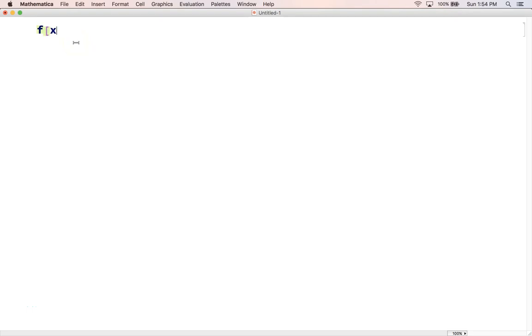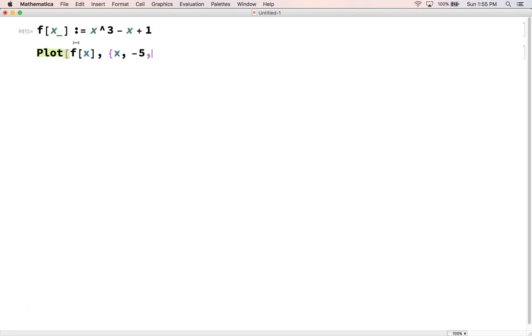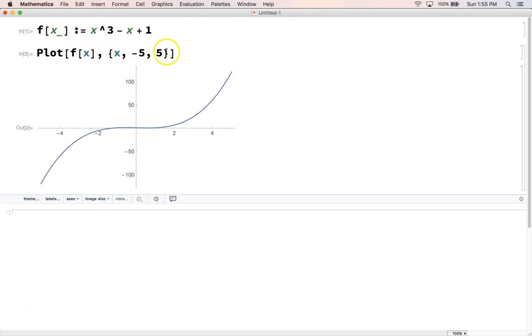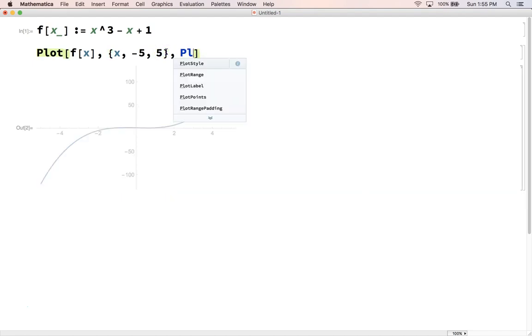I want to apply Newton's method to this function here, x cubed minus x plus 1. So let's take a look at it. Let's plot it. So I'm going to plot f of x for x from -5 to 5. And let's zoom in. I'm going to zoom in using PlotRange, to how about x from -2 to 2 and y from -1 to 1.